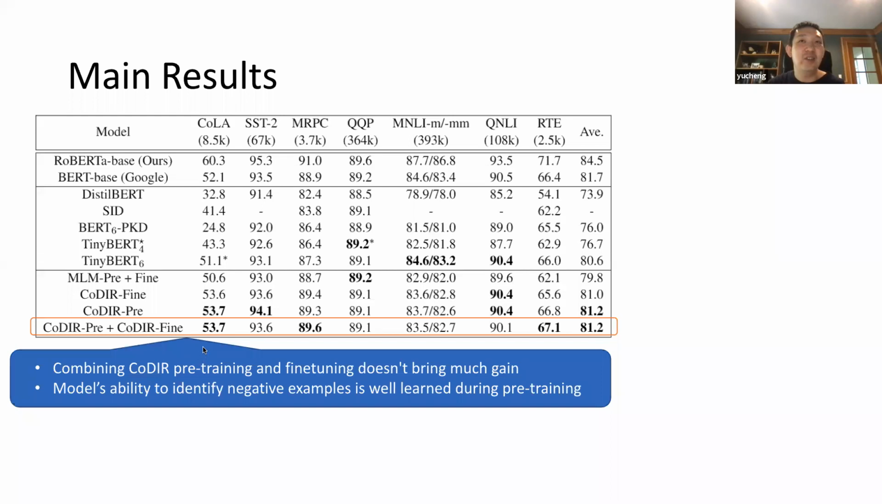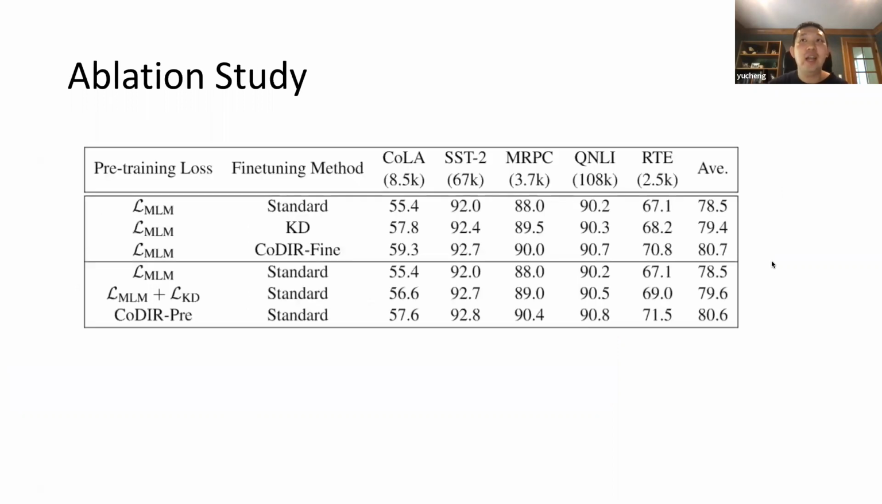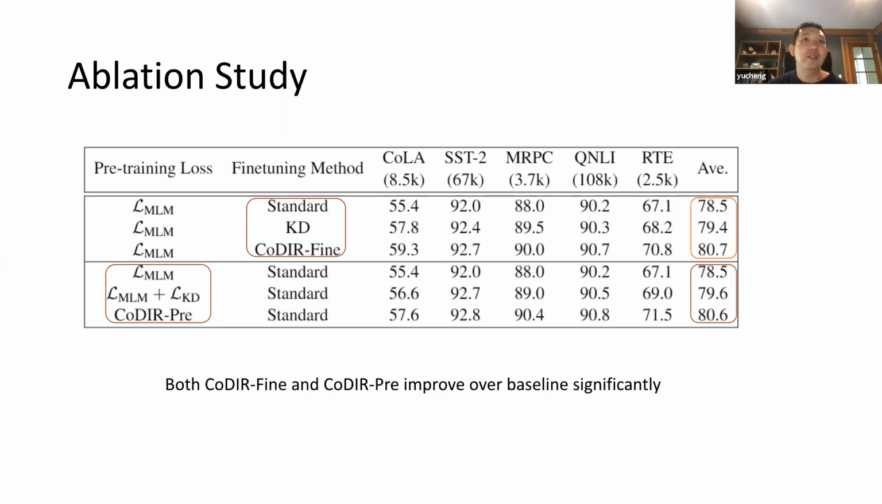It's something comparable with the only pre-trained model. So the conclusion is that you can only do CODIR pre-training. It's already enough to get the best performance. You don't need to do CODIR pre-training plus CODIR fine-tuning. And this is some ablation study, which shows that either fine-tuning or pre-training or the contrastive loss helps for different baselines.